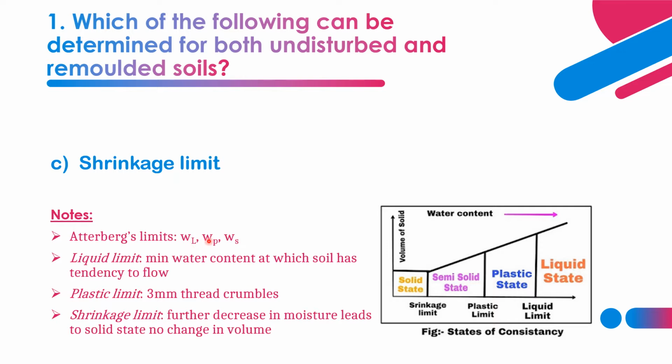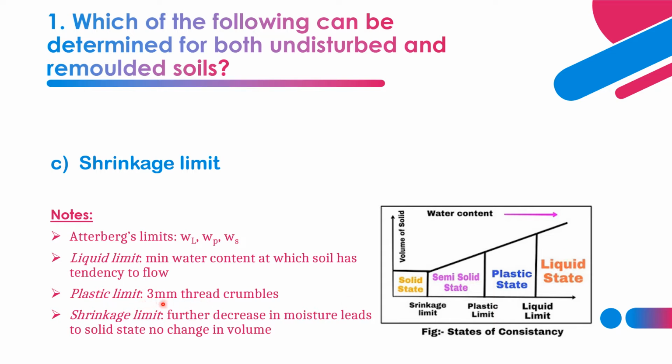What are the Atterberg's limits? Liquid limit, plastic limit and shrinkage limit. What is a liquid limit? Liquid limit is nothing but the minimum water content at which soil has a tendency to flow. So this is the liquid limit, above which the soil is in liquid state. That means soil has a tendency to flow.